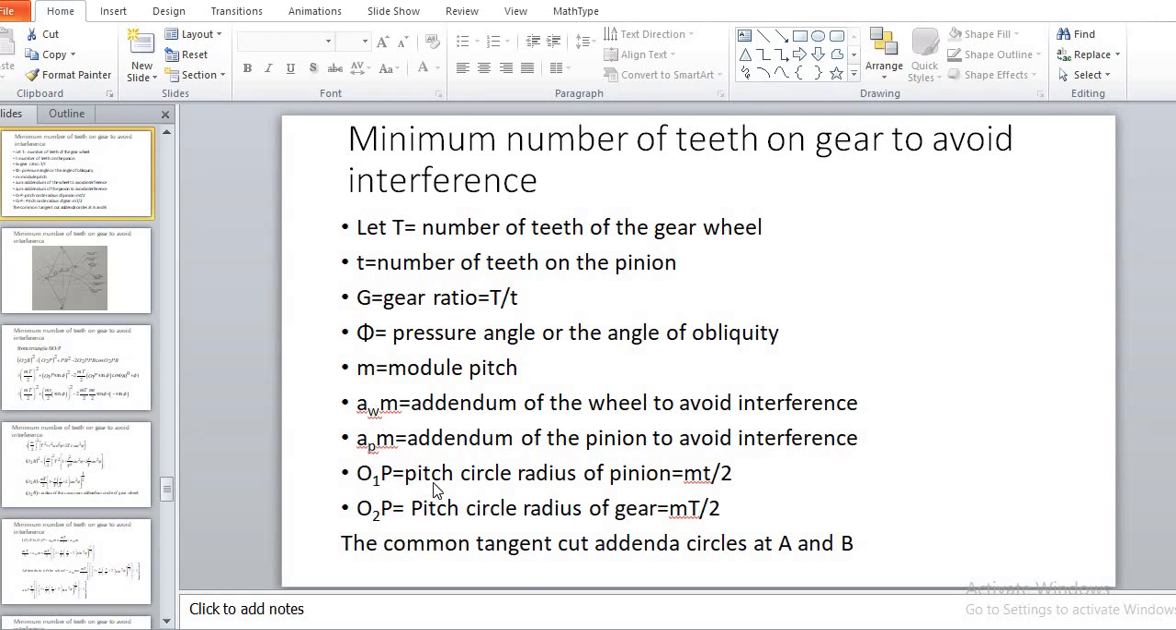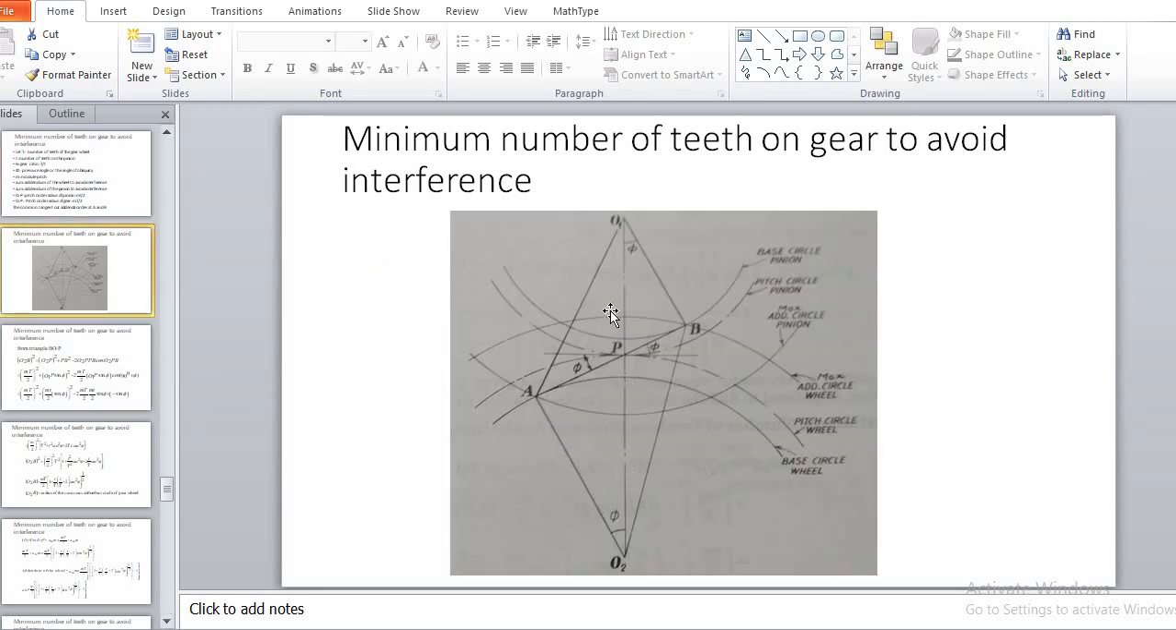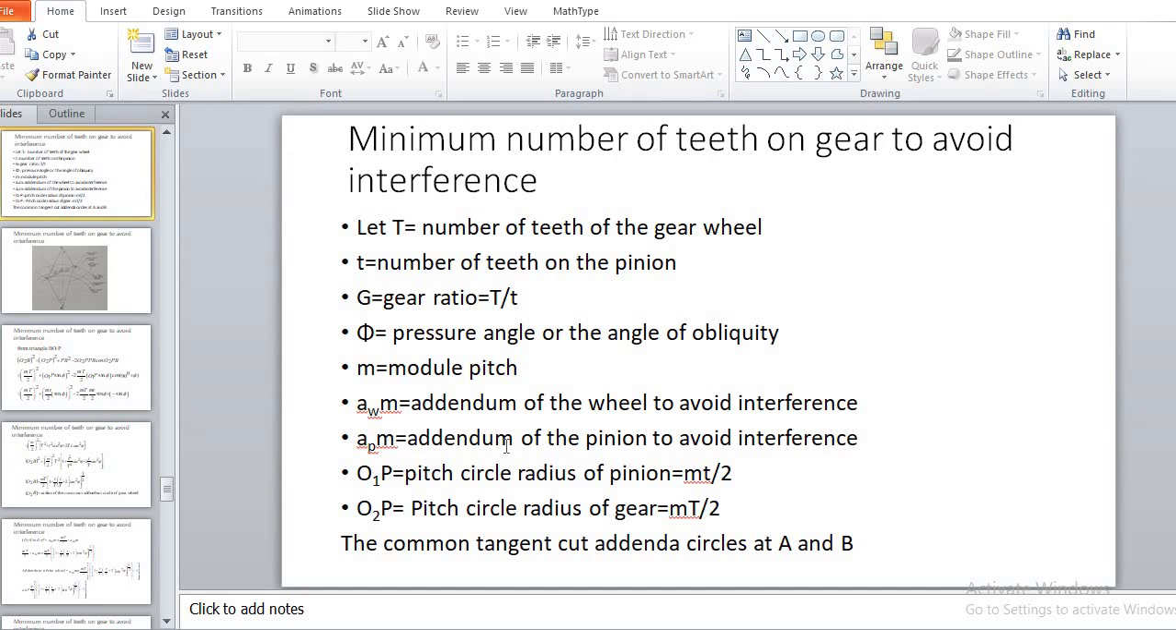Now O1P is the pitch circle radius of the pinion, and O2P is the pitch circle radius for the wheel. So this will be represented here: O1P, the pitch circle radius of the pinion, is equal to M T by 2.